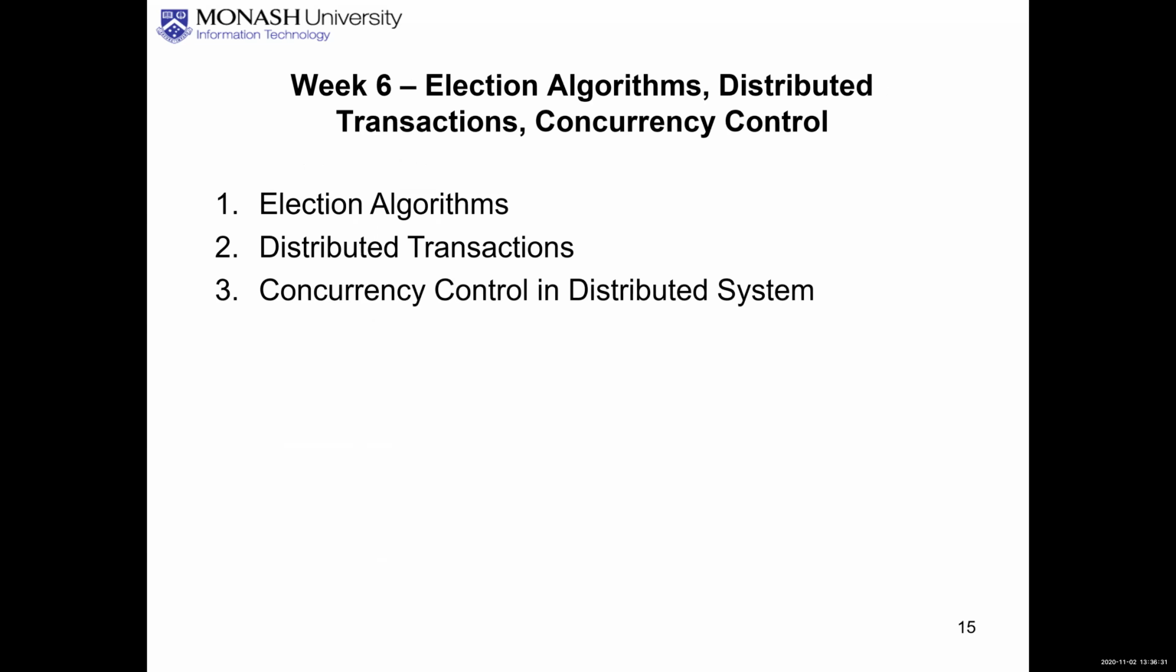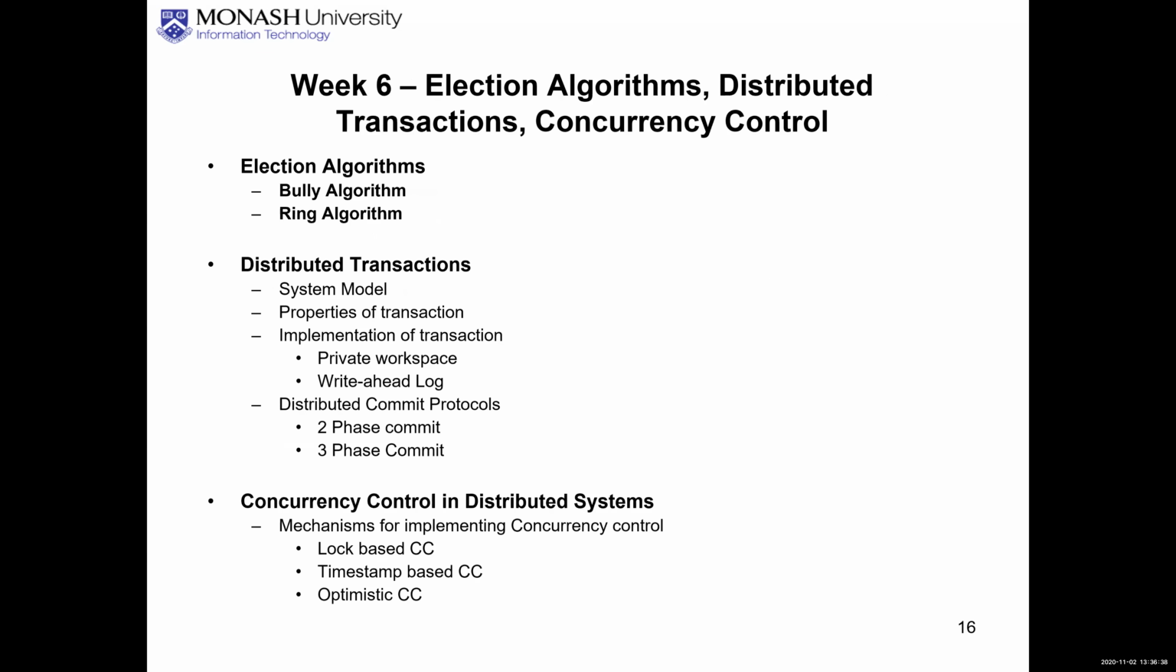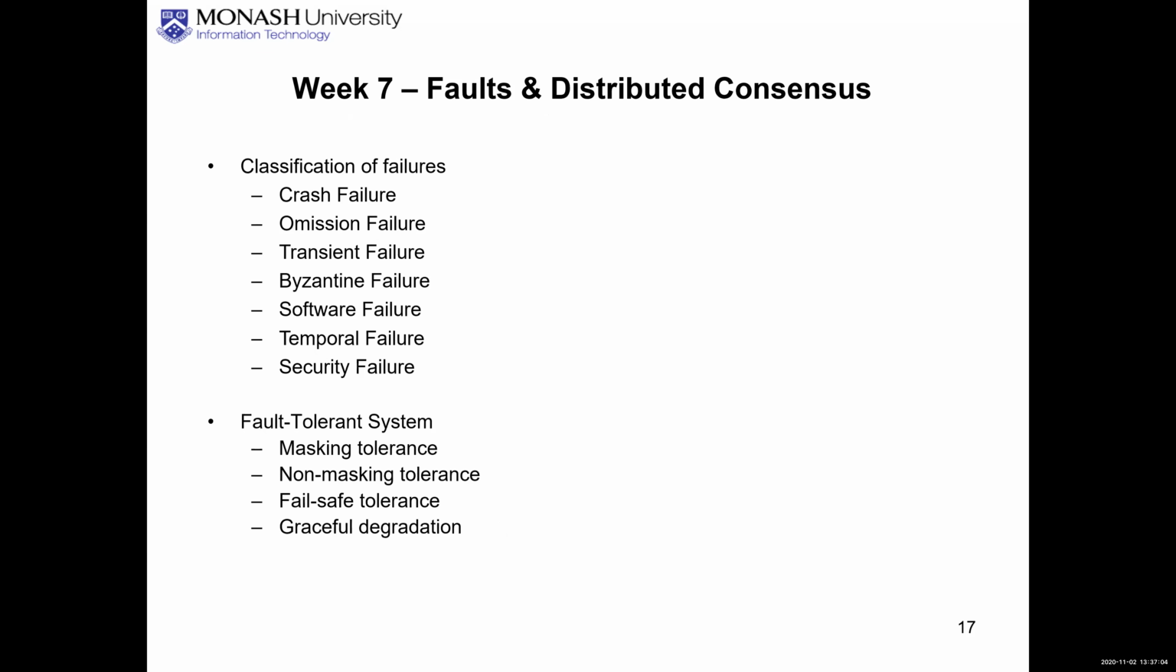In week 6, we went into election algorithms. Weeks 5, 6, and 7 were all very much theoretical. For election algorithms, the bold ones are important. We covered the bully algorithm and ring algorithms. Then in distributed transactions, we discussed different types of distributed transactions, how we can perform multiple transactions across distributed servers, and how we can maintain the consistency of the transactions.